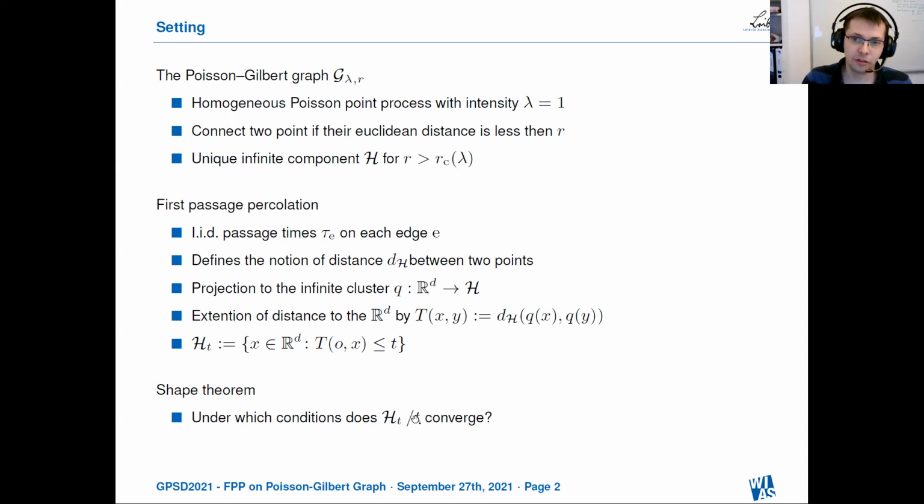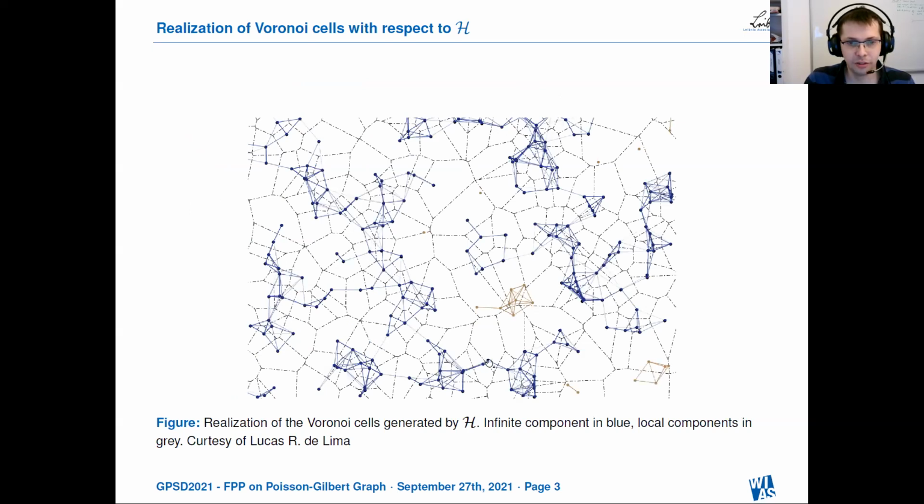On the Z^d grid, it is known to converge to a convex set, although the exact form is currently not known, except when the weights are constant. Due to the isotropic nature of the Poisson point process, we over here are able to prove that indeed, it converges to a ball, which is maybe not that surprising, under certain conditions that I will present to you a bit later. Okay, now a picture to illustrate the definitions.